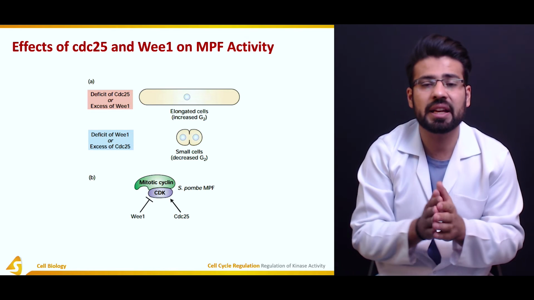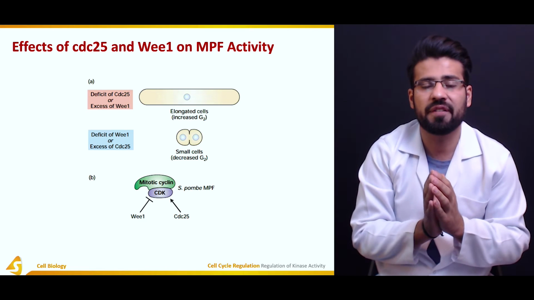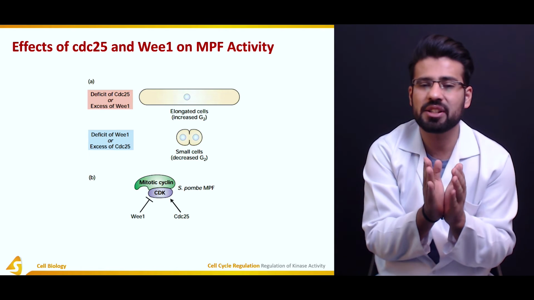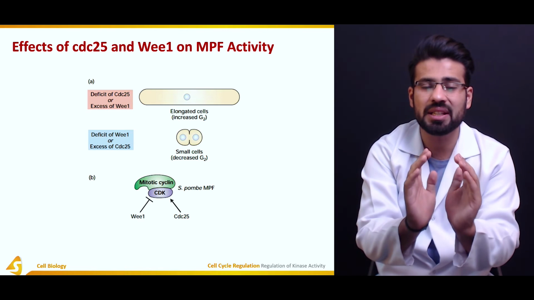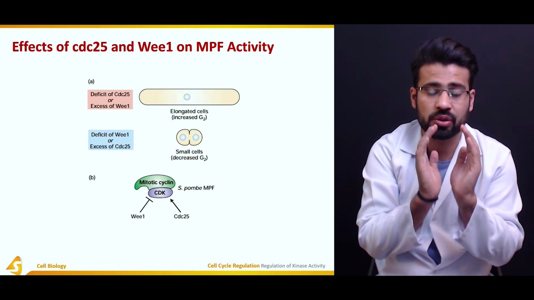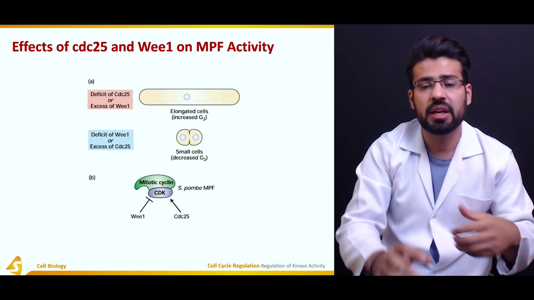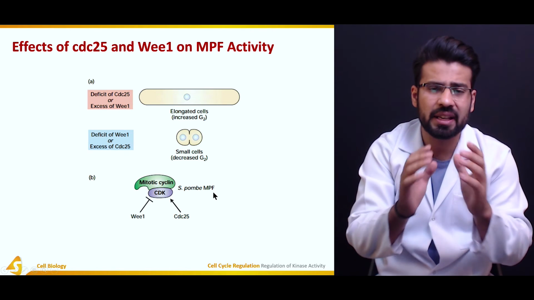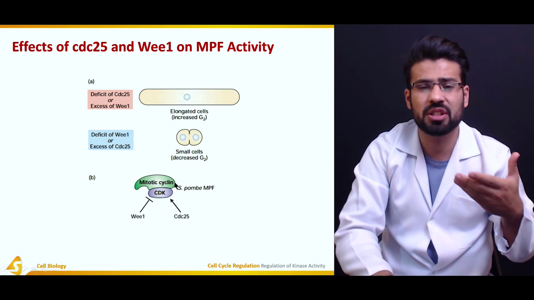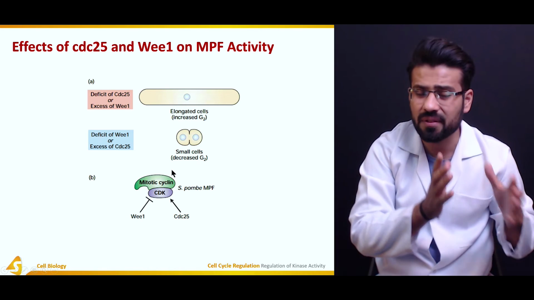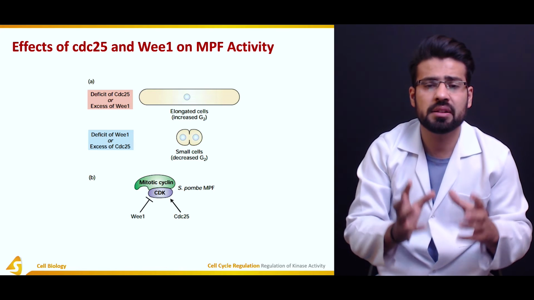This would result in the production of small cells because there is a very small G2 phase. The time span for the G2 phase is very small because there is no Wee1 to check and stop the M-CDK cyclin activities, so there would be no time for the cells to grow, resulting in the establishment of very small cells. The G2 phase in this case, when there was a deficit of Wee1 and an excess of CDC25, is decreased.